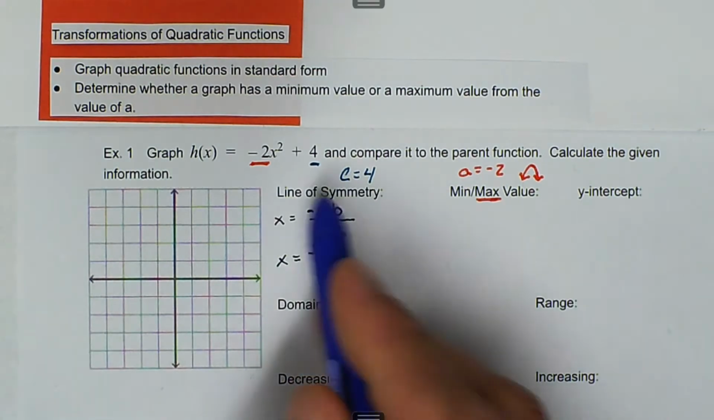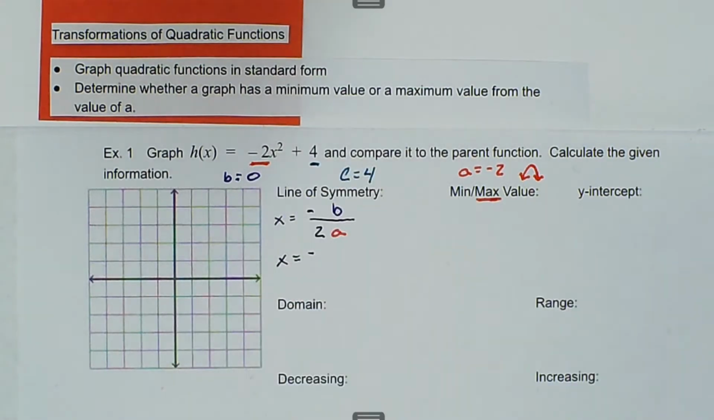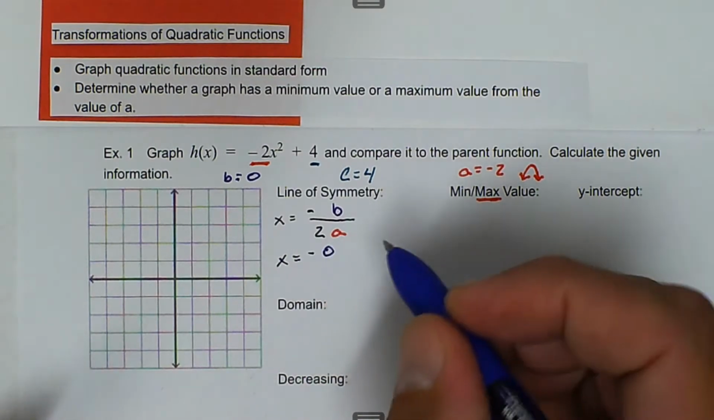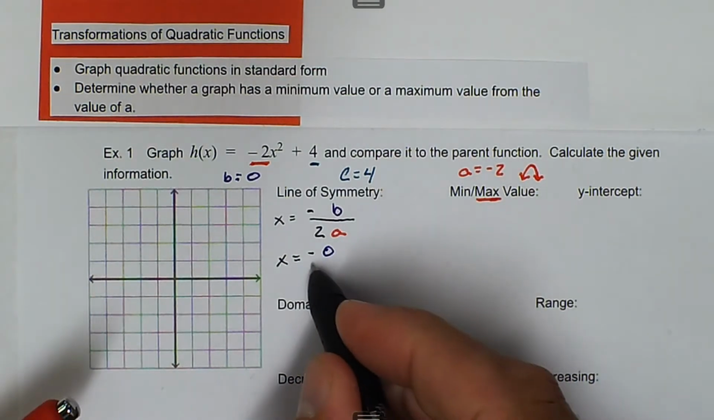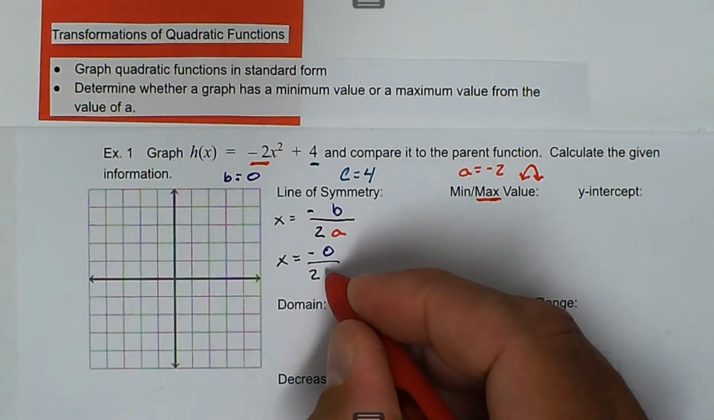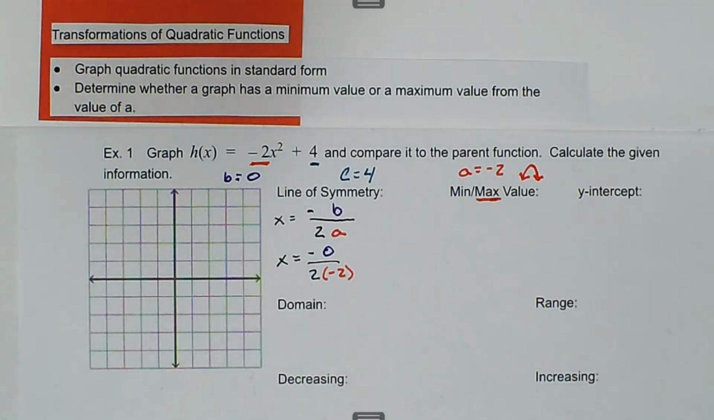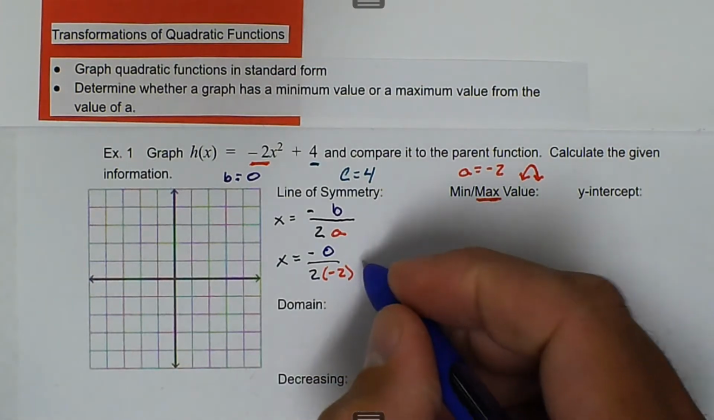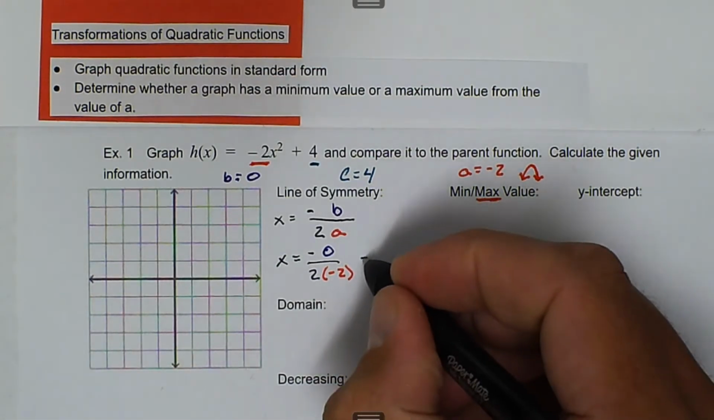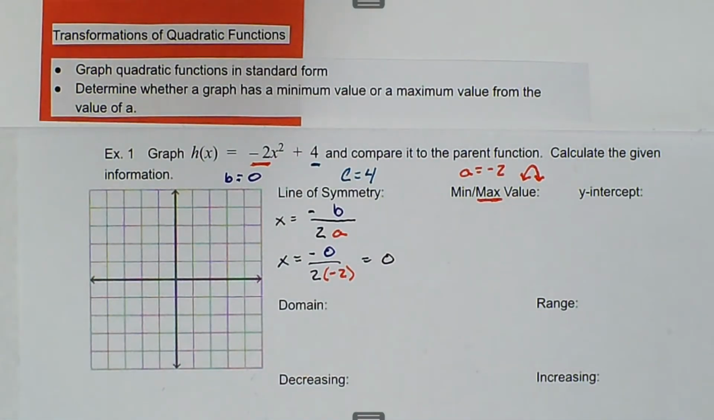And our b value is not there. There's no x term. So because there's no x term, our b value is equal to 0. So we substitute in -0 divided by 2, and then our a value is -2. Now, what's in the denominator doesn't matter in this case because we have 0 in the numerator, so we get x is equal to 0. So that goes in for our vertex.